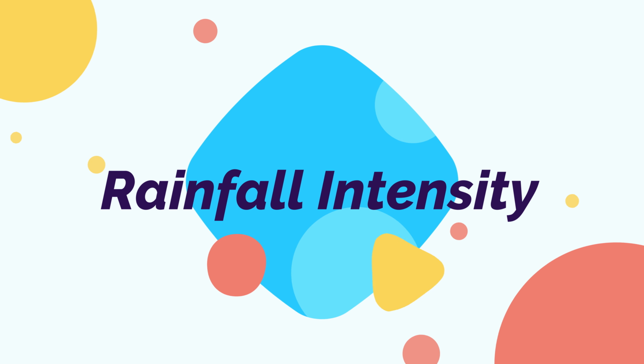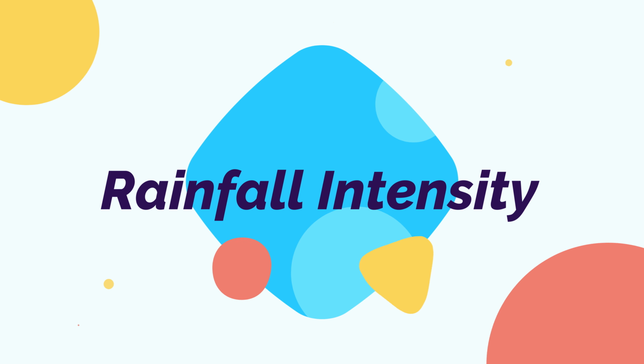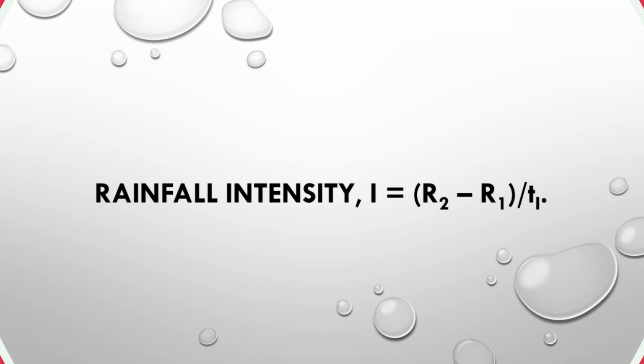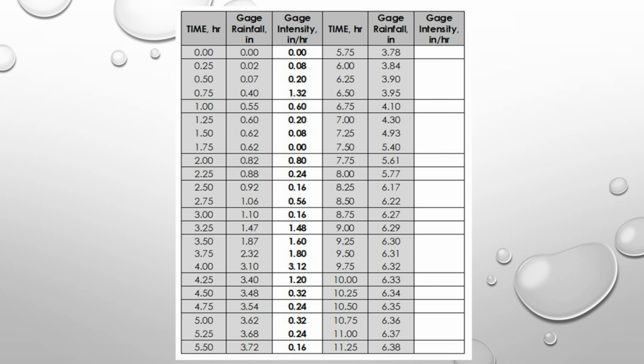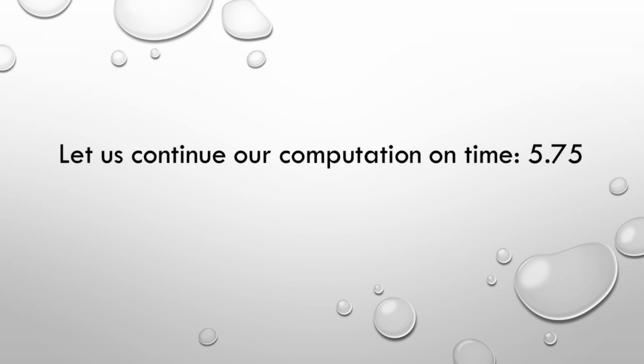Rainfall intensity is equal to the present reading minus the previous reading divided by the time interval, that is I equals R sub 2 minus R sub 1 all over time. In a record of precipitation from a recording gauge for a storm in Panay Island for the period between midnight and 11:15 a.m. on the same day, for the given data, develop a rainfall intensity from 5:45 to 11:15 a.m. hyetograph and mass curve. Also determine the maximum intensity rainfall. Then graph the computed values.